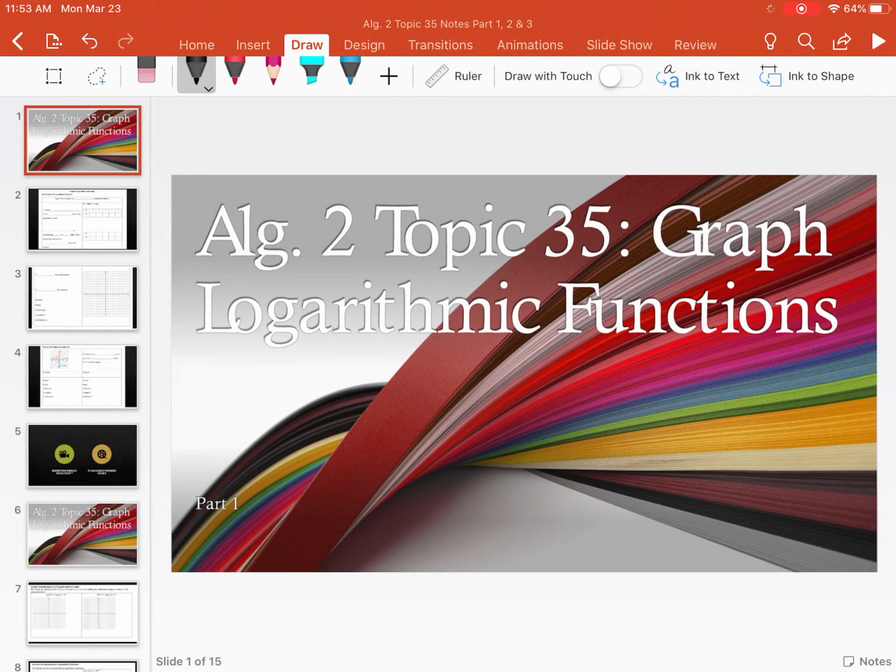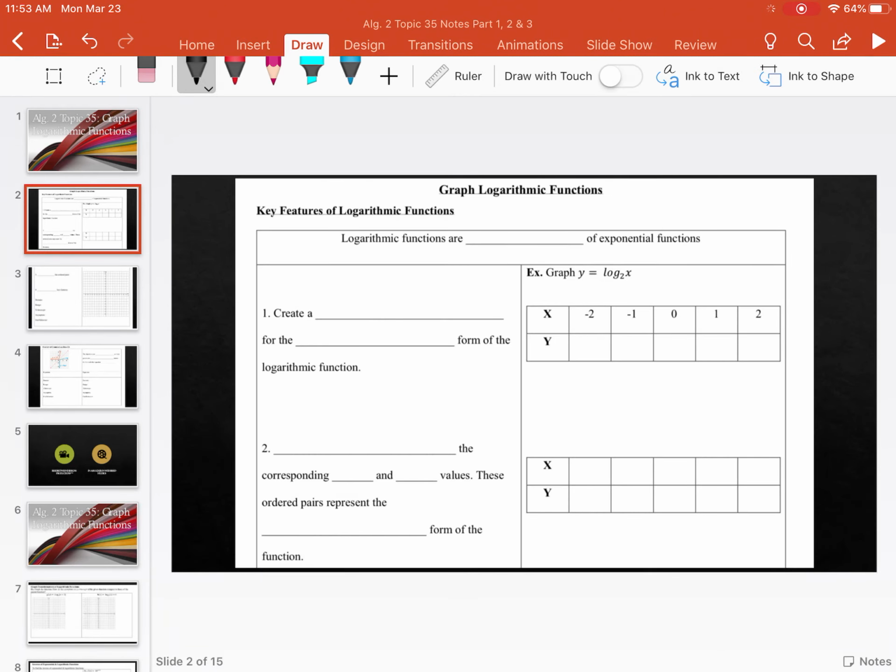Welcome back to Algebra 2, Topic 35, Graph Logarithmic Functions. This is a three-part video. We're going to start off with part 1, graphing logarithmic functions. We're going to first identify the key features of logarithmic functions.